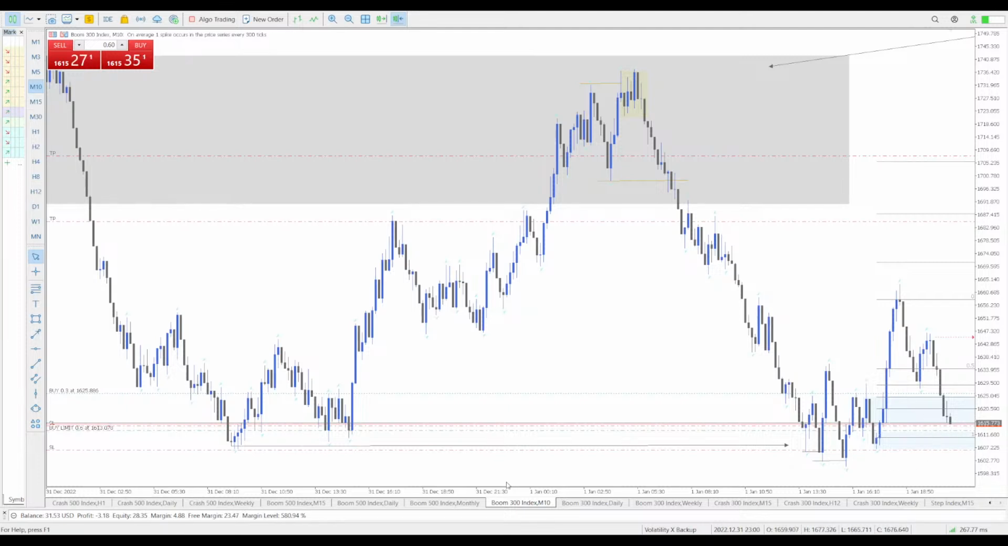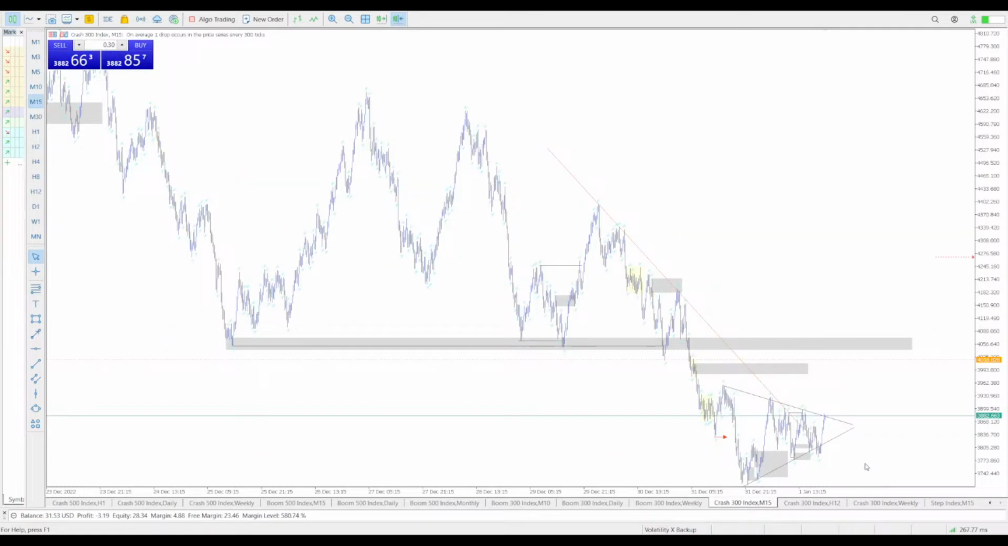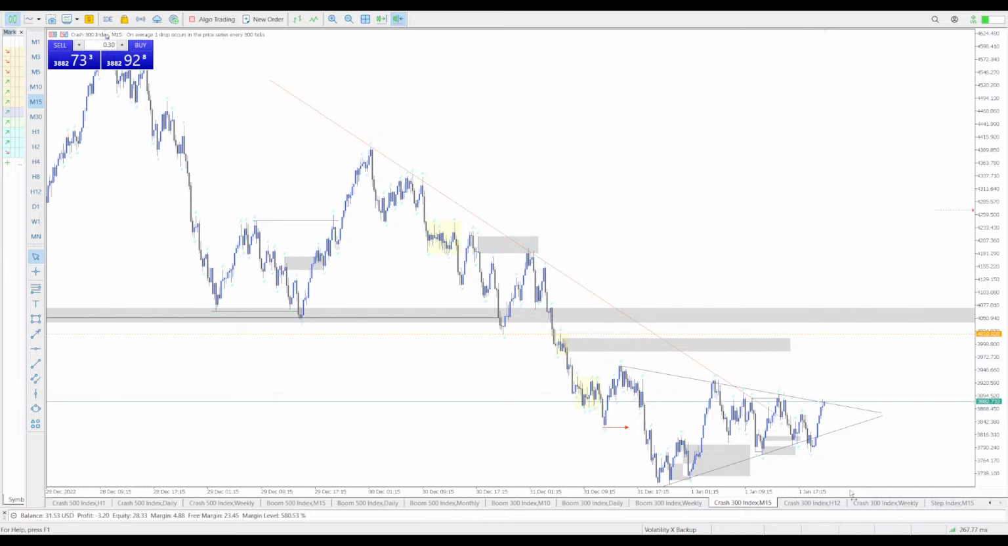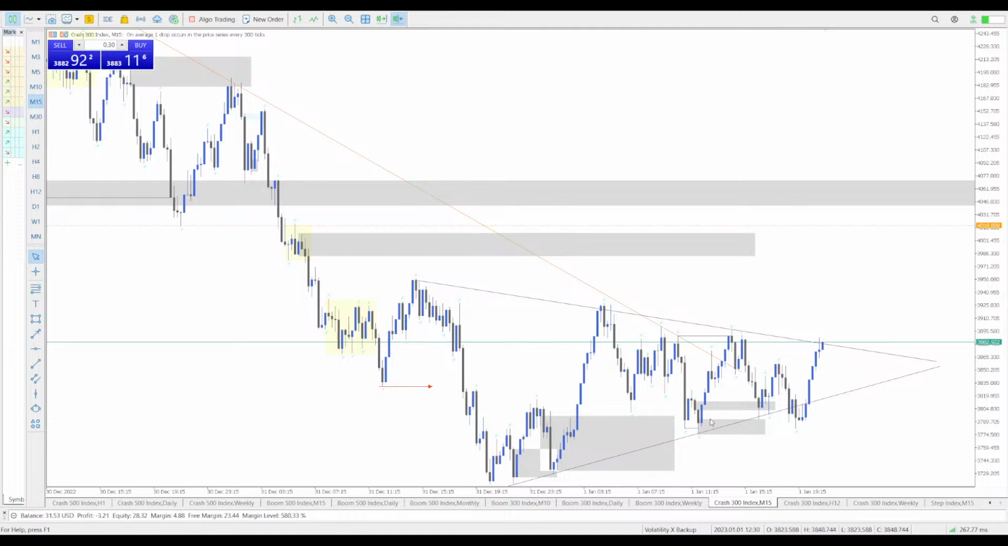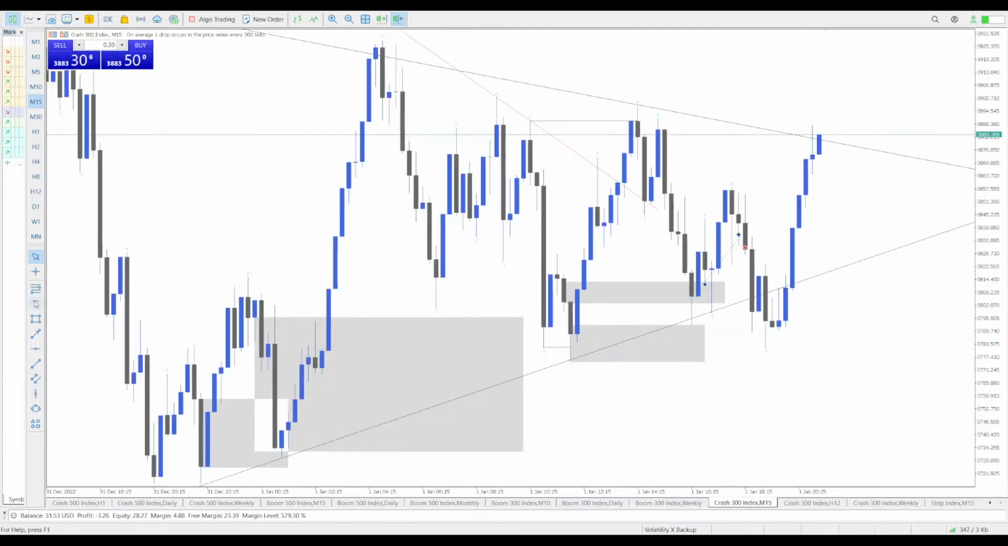Okay, not bad. So I'll go to Crash 300. I was actually buying this guy. I was buying this guy from this zone here, and I closed because I didn't like the price action. I closed here. My stop loss was very little, so I didn't like the price action. But now I see that this is a sweep here. That's a sweep, right? There's even another sweep here. Yeah, that's a sweep there.